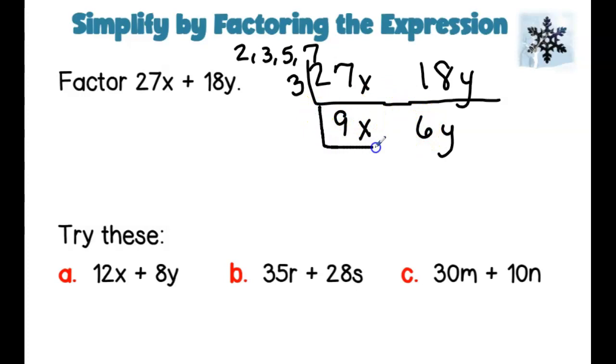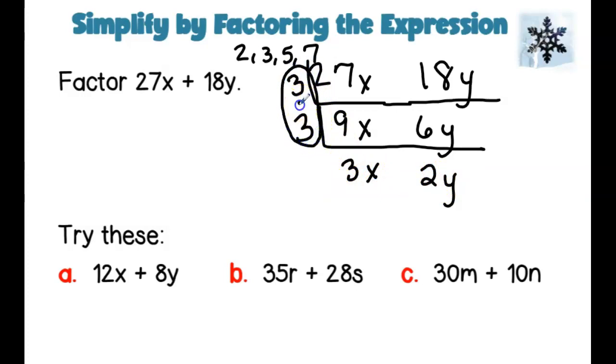9x and 6y are also divisible by 3, so I'm going to divide by 3 again. 9x divided by 3 gives us 3x, and 6y divided by 3 gives us 2y. And these are in their smallest prime components, cannot be simplified anymore. So we find our greatest common factor, which is found by multiplying the numbers that we end up with on the side, and it is 9. And then we're left with these units, or different parts of the expression, inside of the parentheses, because they cannot be factored any further.